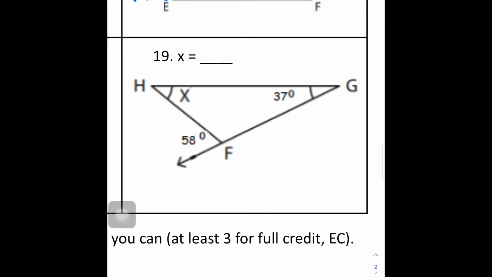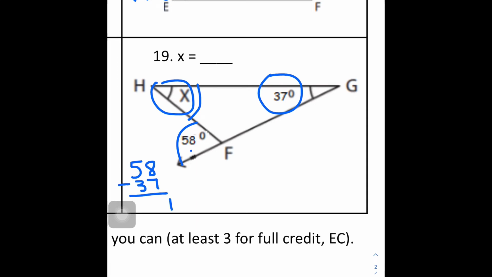All right, now this x is on the inside of the triangle, not the outside, but I do know the outside. So if I knew this one and this one, I would combine them. Opposite, since I know the outside, is to subtract. So 58 subtract 37 gives me 21.